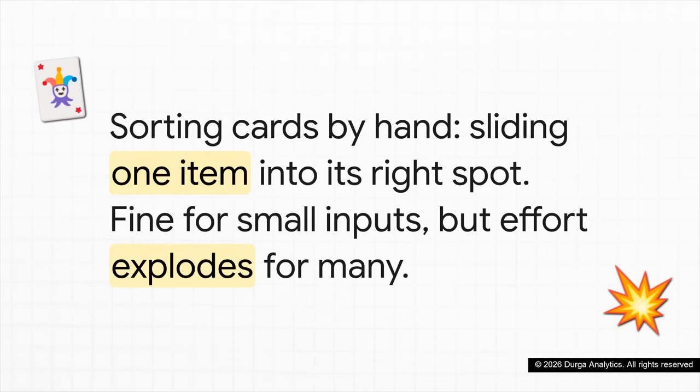And for a handful of items, like 10 or 20, it's actually super fast and effective, especially on data that's already mostly sorted. But think about trying to use that exact same sliding and shifting method to sort a deck of, say, 10,000 cards. The physical effort would be a total nightmare. And in software, that explosion in effort is a complete disaster for your system's compute resources.